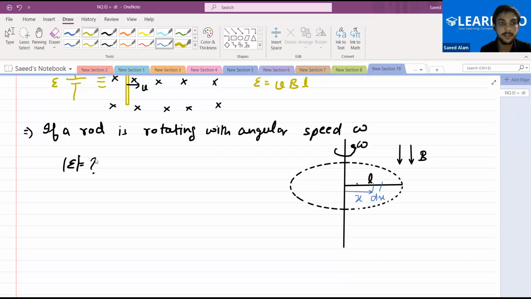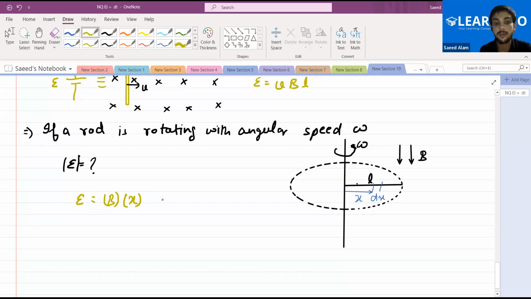Now tell me one thing: if I take this small length dx, what should my EMF be equal to? EMF should be equal to VBL. B is constant, and instead of L, should I take X? Yes, because we are taking this variable length X.